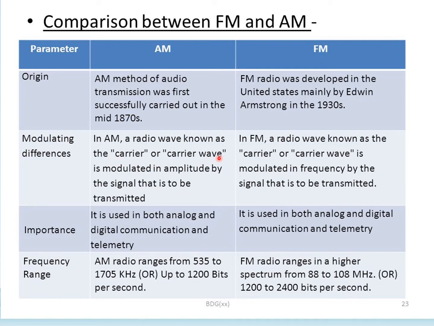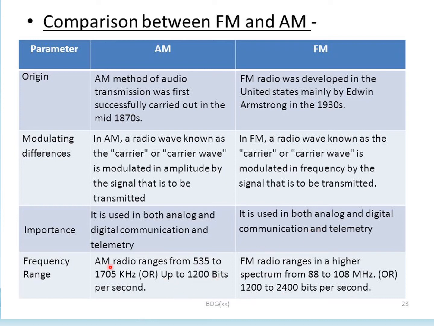Your carrier wave, also known as the carrier, has an amplitude that varies in accordance with the modulating signal, whereas here it is going to be the frequency. You are going to vary the frequency of the carrier in accordance with the modulating signal. The importance is that both these modulation techniques are used in analog as well as digital communication and telemetry services.